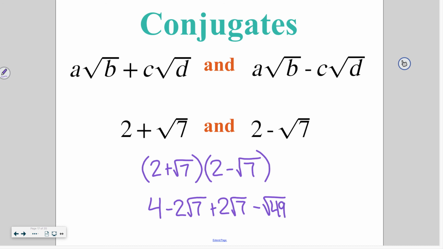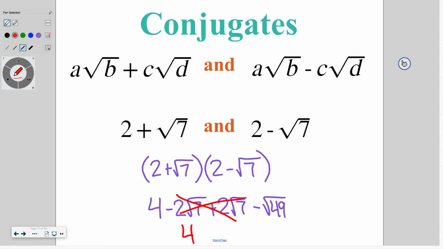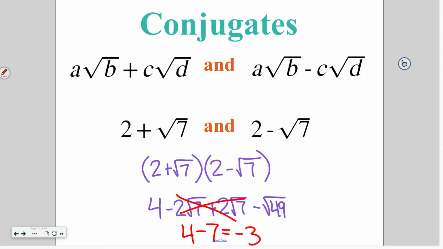Looking at this, the middle pieces cancel each other out. 2 positive square roots of 7, 2 negative square roots of 7. So I'm left with 4 minus the square root of 49, which is 7, or negative 3. So these conjugates enable us to simplify the denominators of a fraction if there's addition or subtraction.